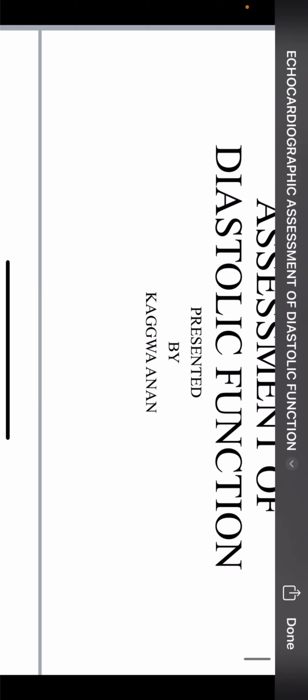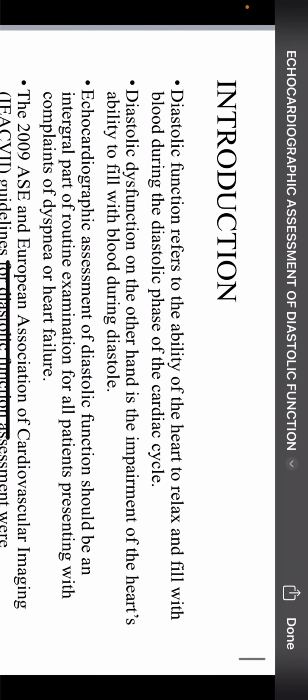So today, one of the functions of the heart we are going to be assessing, or seeing how to assess, is diastolic function. There is another function of the heart, which is systolic function, but we are not seeing about that one today, only diastolic functioning.